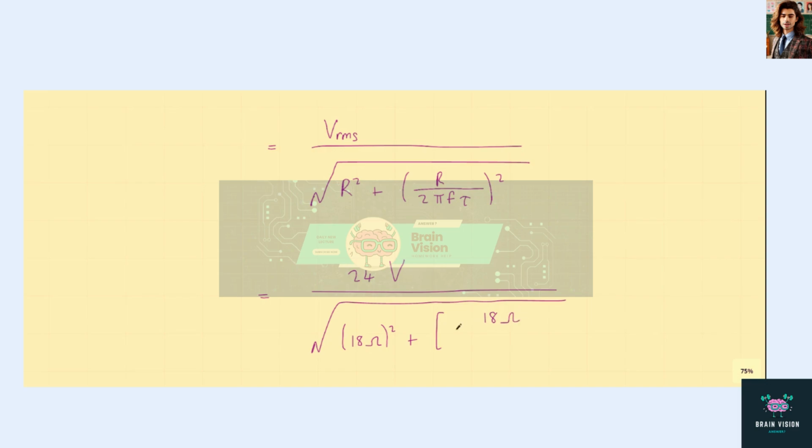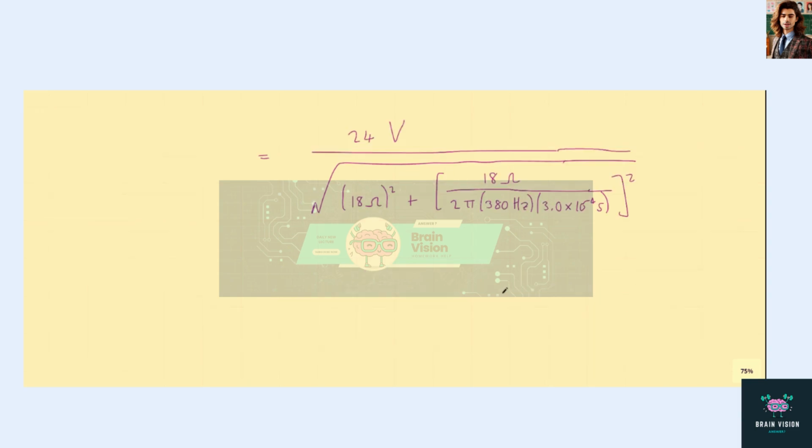the resistance again, 18 ohms, divided by 2 pi times the frequency of 380 Hertz for the generator multiplied by the time constant tau, which is 3 times 10 to the minus 4 seconds, and this is all squared. And so calculating, we get the RMS current in this part of the circuit to be 0.78 amperes.